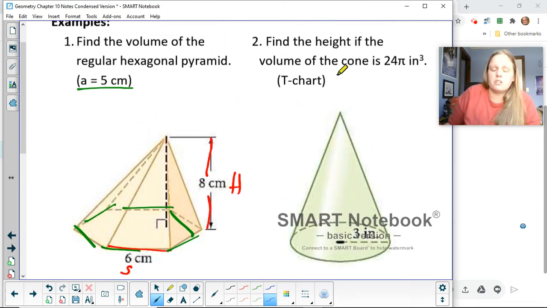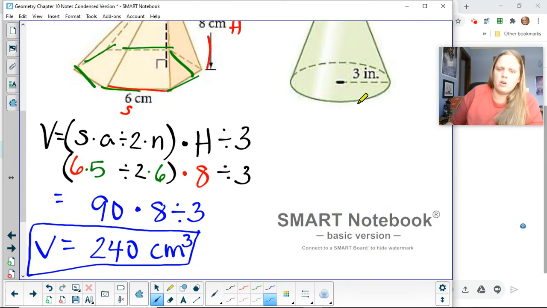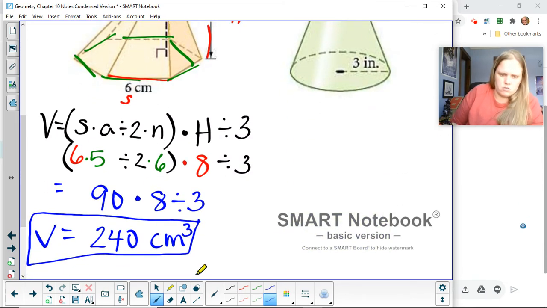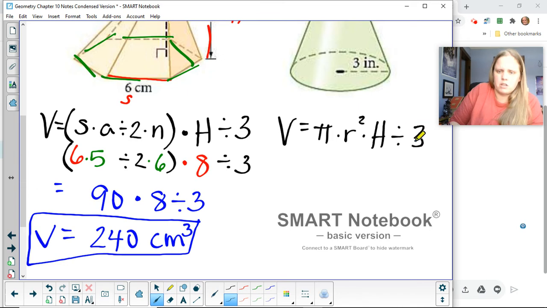Okay, this question is very tricky because they're asking us to find the height if the volume of the cone is given. So we're actually working backwards. So what I'm going to do is I'm going to do the formula for a cone, which is pi times radius squared times height divided by 3. And we're just going to plug in everything we know, just like we did on this last equation.